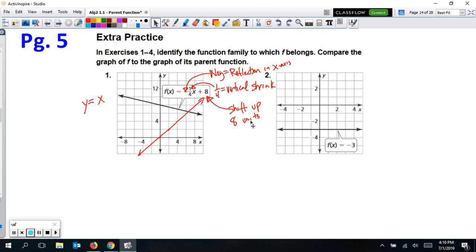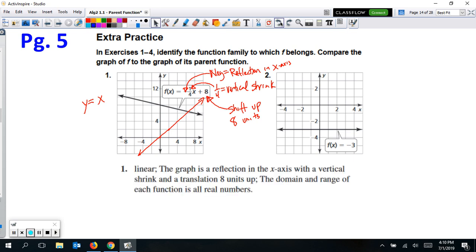So that's going to shift up 8 units. That's a translation shifting up 8 units. So you can see it's going to be something like this. You can write it down either way, the way I wrote it up here, or you can write it like this as well. It definitely is linear. You want to say linear, but then you can write the rest of the stuff as well.